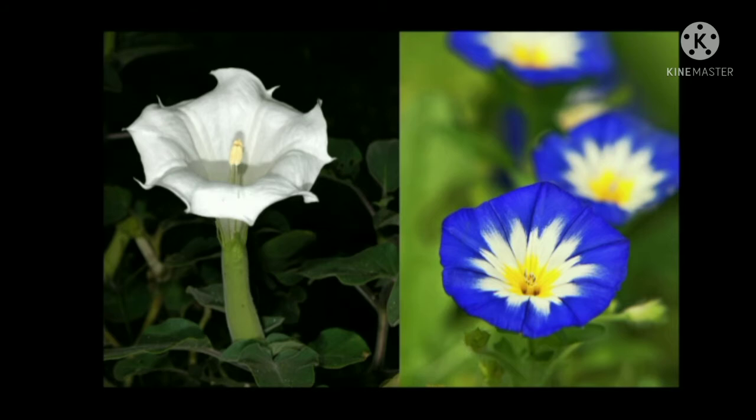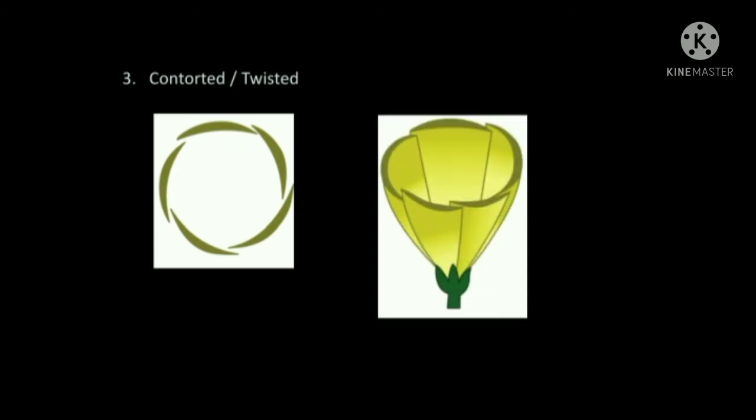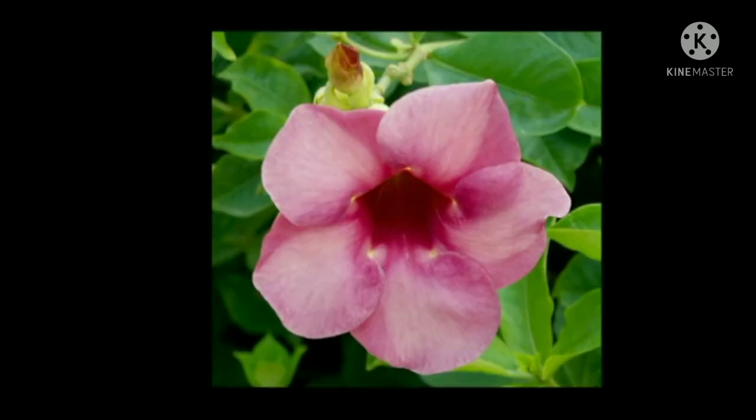The second type is valvate induplicate. In this type, the petal margins are folded inwards. It is seen in flowers like datura and ipomoea. The third type is contorted or twisted. In this type, the sepals or petals are overlapped regularly with one another. This may result in a twisted appearance of the flower. It is seen in flowers like alamanda, hibiscus, etc.